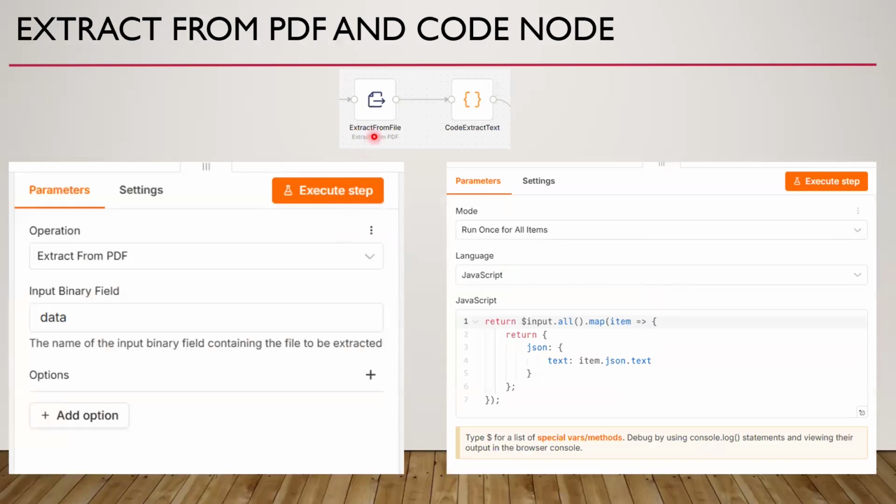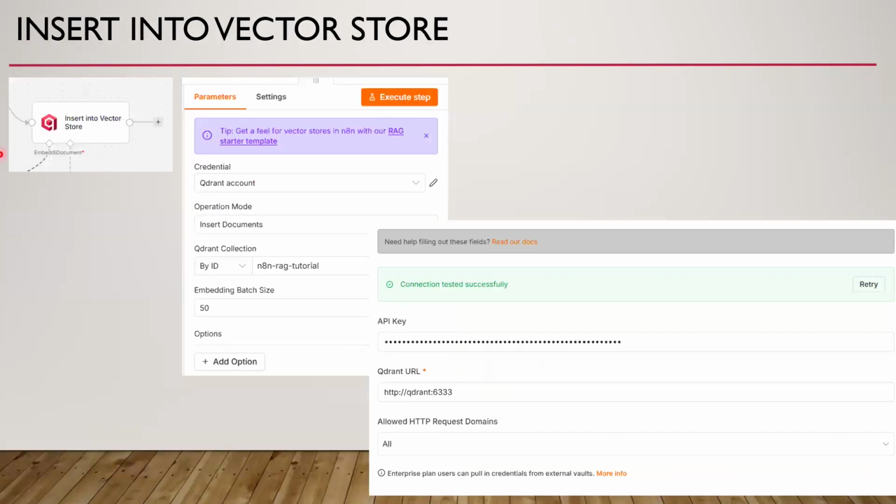This is the node to extract text from binary, and this is the parameter here. This is the code to extract the text. This is the insert into vector store where we use the Qdrant database. We use the API key here, which we have generated before.